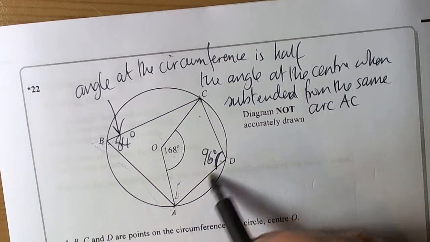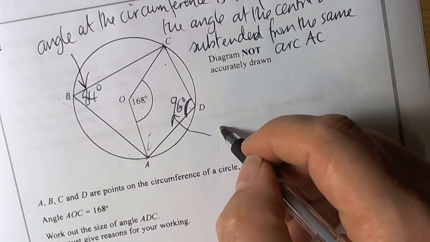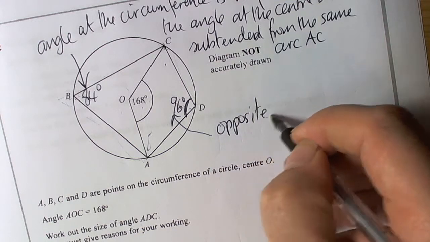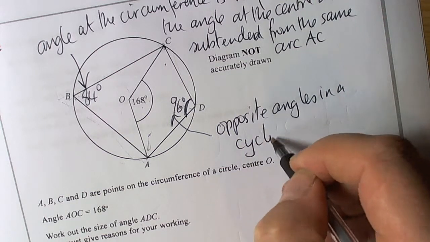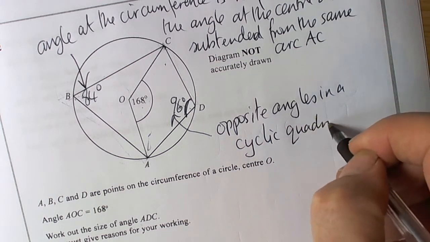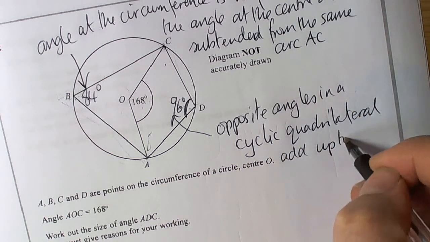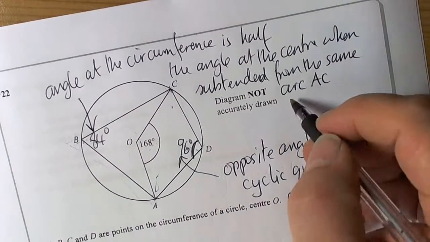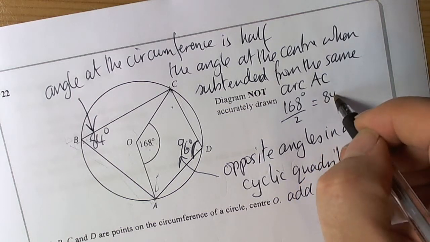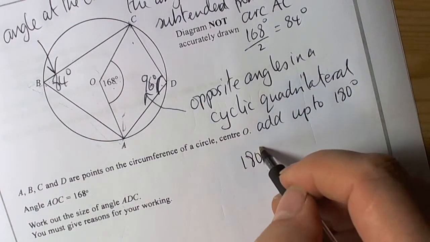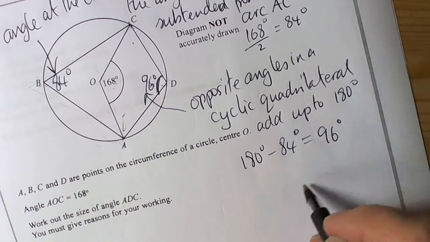And then we realise we've got a cyclic quadrilateral, and the opposite angles in the cyclic quadrilateral add up to 180 degrees. So all we've got to say here is opposite angles in a cyclic quadrilateral add up to 180 degrees. So we've just got to finish off showing our sums then. So we did 168 degrees halved, so that's why we end up with 84 degrees there. And here we did 180 degrees take away 84 degrees, which gave us 96 degrees.